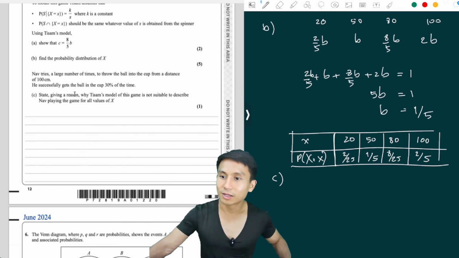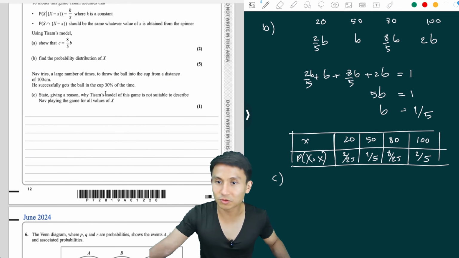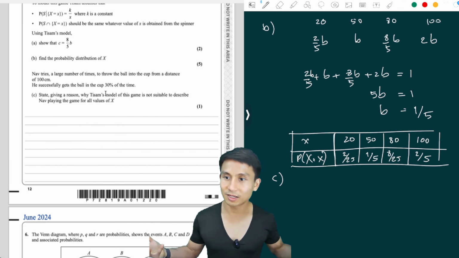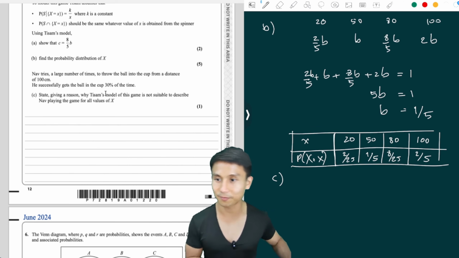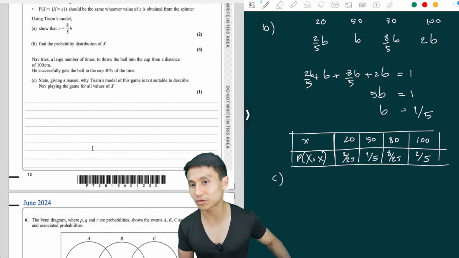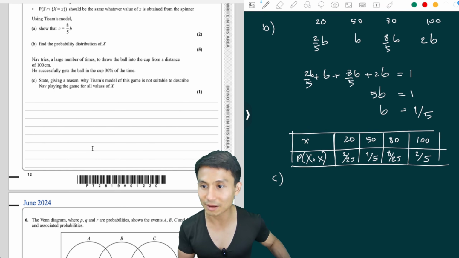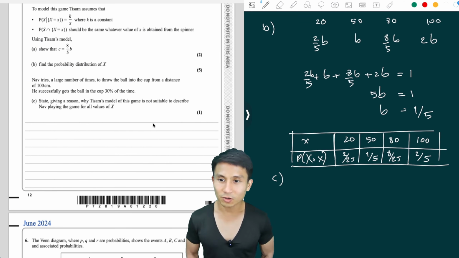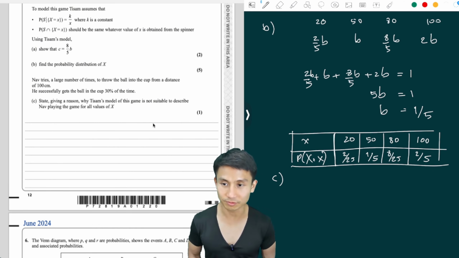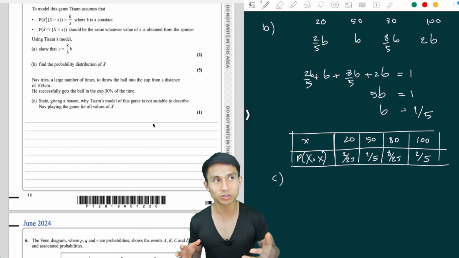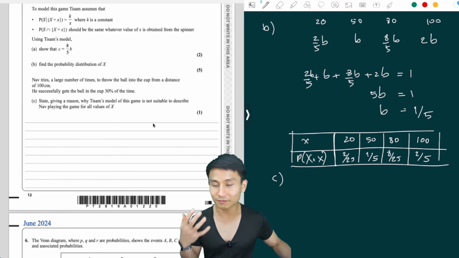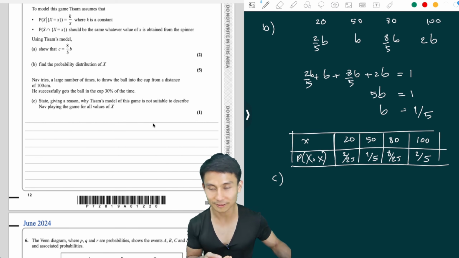Part C. Nav tries a large number of times to throw the ball into the cup from a distance, 100 centimeters. He successfully gets the ball into the cup 30% of the time. State giving a reason why Tisam's model of this game is not suitable to describe Nav playing the game for all values of x, right? It's getting quite some more real-world problem, if you know what I mean. Because when you have a statistical model and you wish to use it in other cases, Nav's trying to just throw the ball from a fixed distance, 100 centimeters.